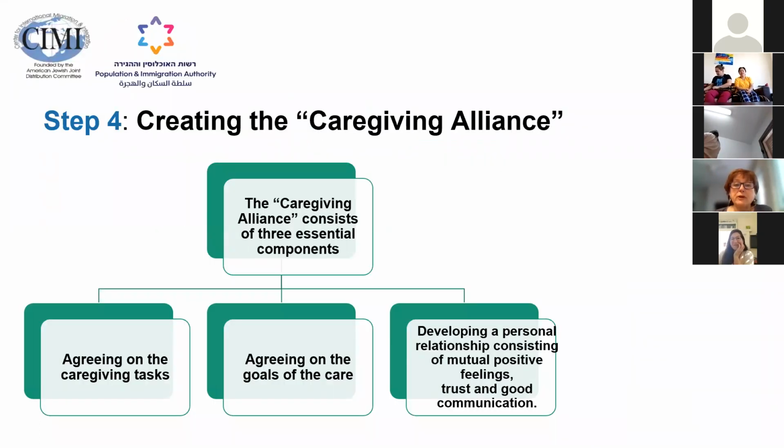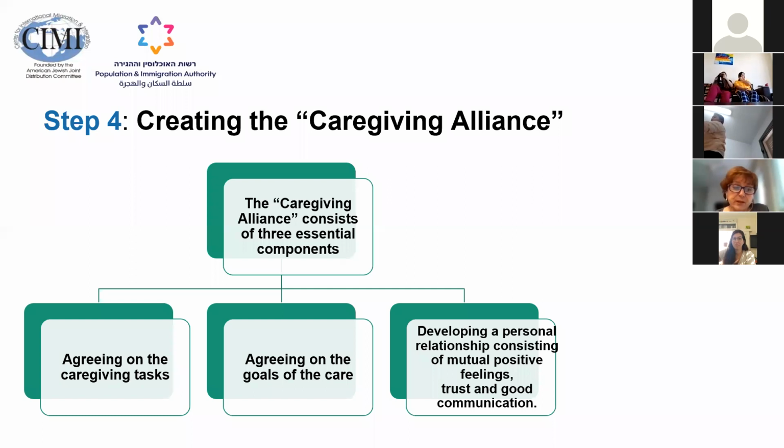Step number 4, creating the caregiving alliance. Okay, and this is what we're talking about when we say it's a process. The caregiving alliance consists of 3 essential components: agreeing on the caregiving tasks, agreeing on the goals of the care, and developing a personal relationship consisting of mutual positive feelings, trust, and good communication. This kind of sums up what I'm talking about.